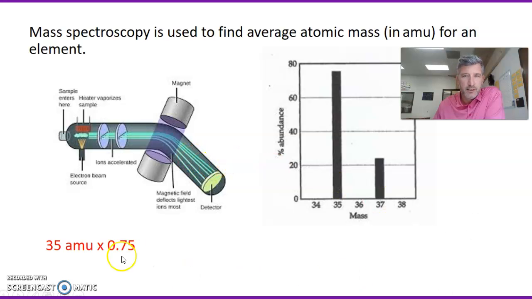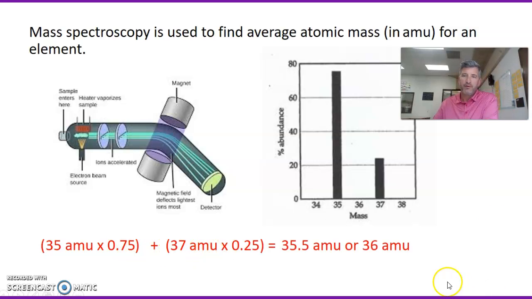So what you would do is simply take the mass of your first isotope, and it doesn't matter where you start. So I'll start with the 35 AMU. You're going to multiply it by the abundance as a decimal. So I'm going to call this 75%, and sometimes the graph will already be in decimal form, but in this case it's in percent form. So I'm going to take that 75% and call it 0.75. And I'm going to do the same with each one. So 75% have a mass of 35 AMU, 25% or 0.25 have a mass of 37 AMU, and then I'm just going to add up my answers. And if I do that, I get 35.5 AMU.